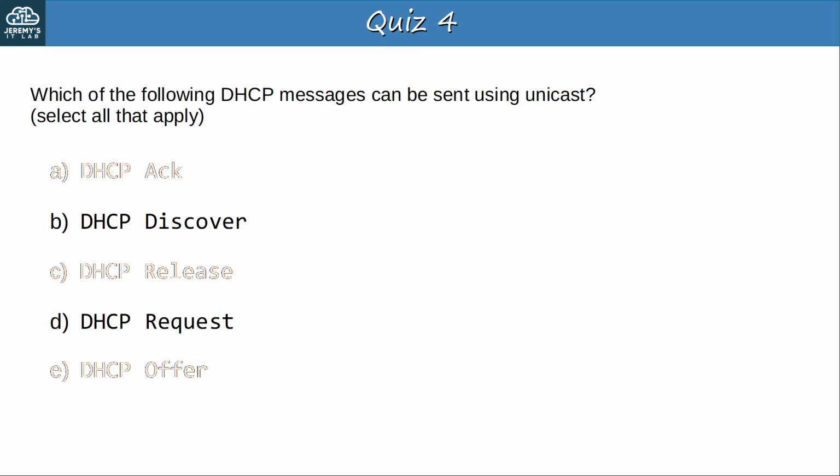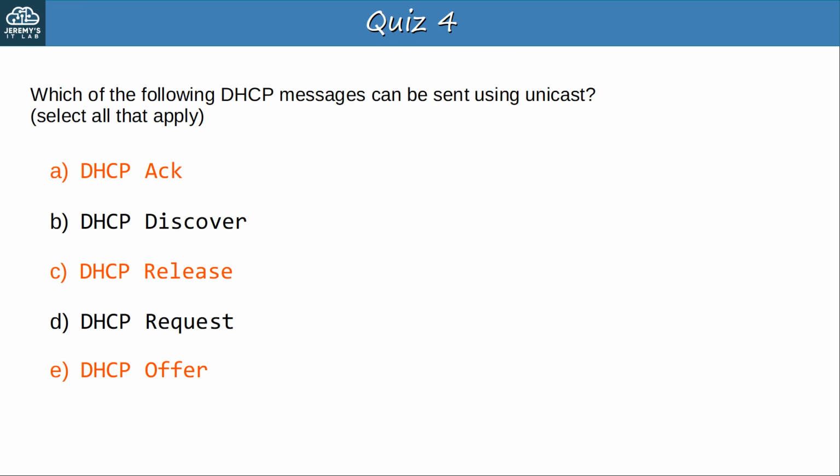The answers are A, DHCP Ack, C, DHCP Release, and E, DHCP Offer. A and E are messages sent from the DHCP server to the client, and they can be sent using unicast if the client indicates it in the bootp flags field. C is sent by a DHCP client to its DHCP server to tell the server it no longer needs its IP address. It is sent unicast. B and D are always broadcast messages.